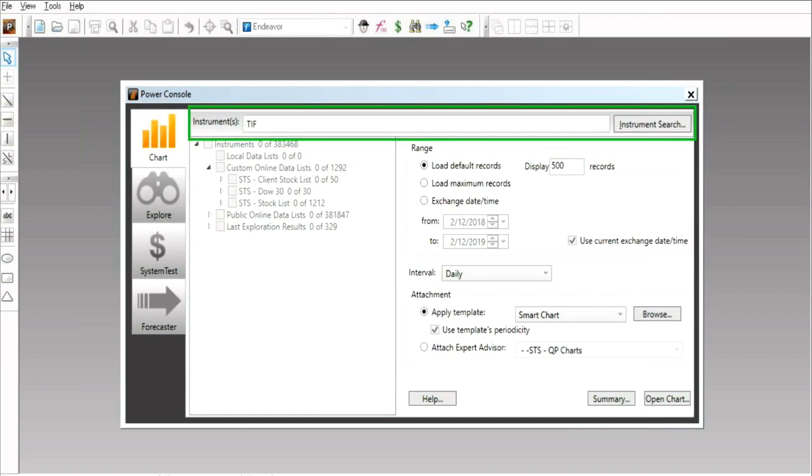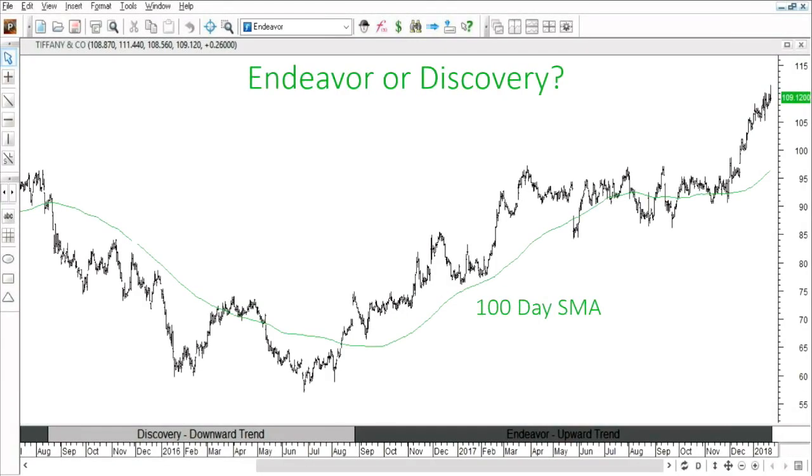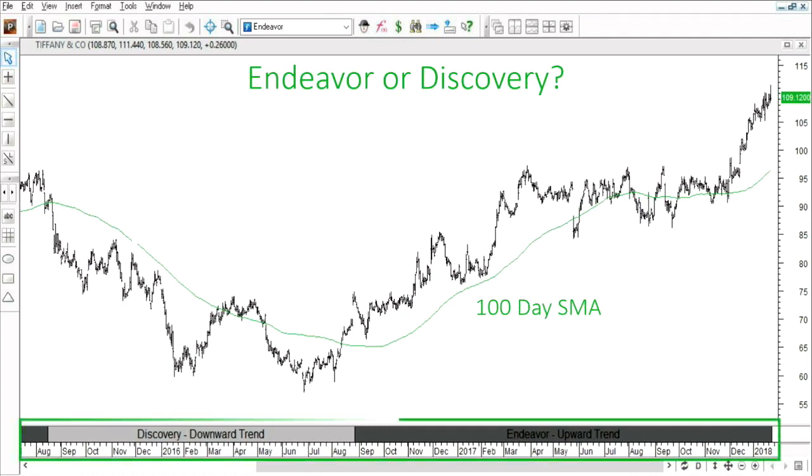Now, the way we start this is we put a symbol in the power console, Metastock. This particular symbol is TIF. Now, this is not selected for any special reason. I just happened to choose this one to demonstrate Discovery and Endeavor. Okay, when you put a ticker symbol in, there's going to be a ribbon that'll appear at the bottom of the chart, which we just marked right here for you. And you can clearly see Discovery is a downward trend and Endeavor is an upward trend.